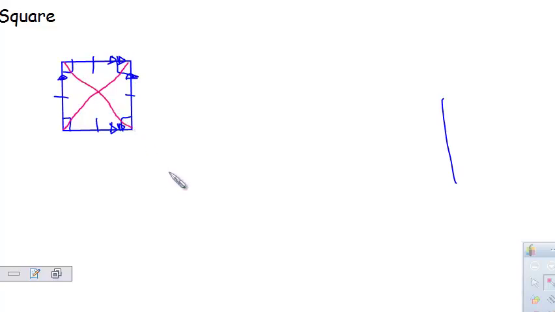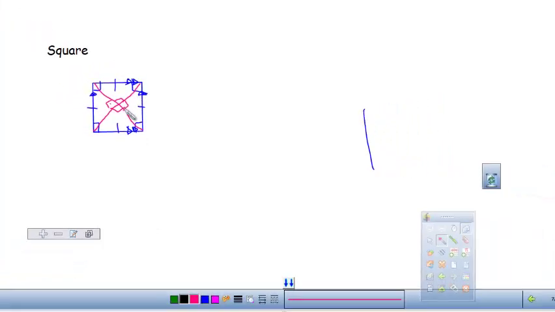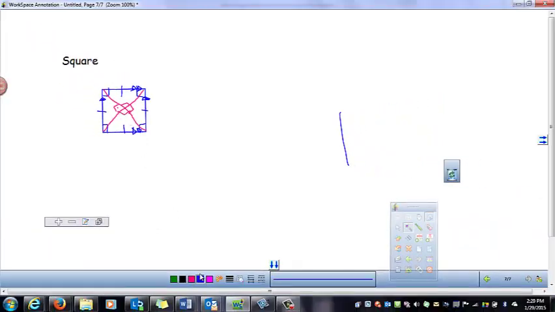The two properties that make a square special is that all four sides are congruent, which you probably already knew, and the diagonals intersect at a right angle. So the angle where the diagonals intersect is a right angle.